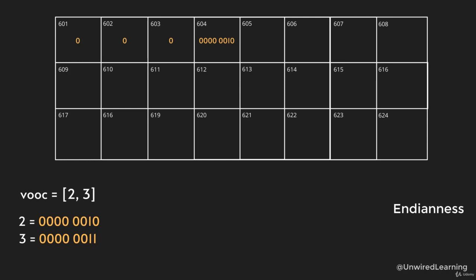But here the concept of endianness comes into picture. So that is related to internal ordering. We have to follow that. So we have to take our value first. Then if there is space left, we are going to use 0, 0 and 0.